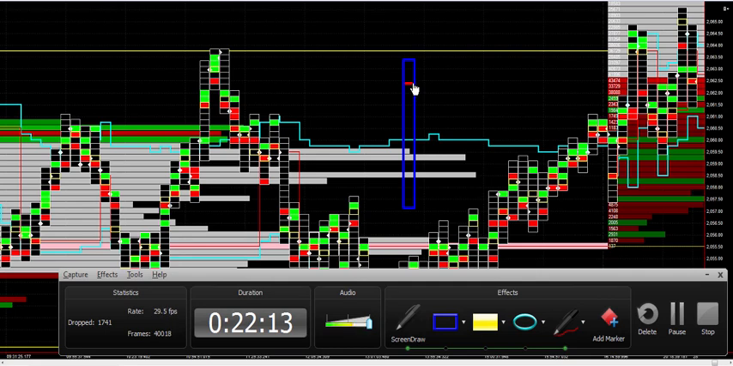You see a yellow box with a green bar on top. I want to see the green bars on top. That means these are the suckers who are trapped. Buyers trapped right there, buyers trapped right there on the top. When you see green bars on the top of the bar, buyers are trapped.